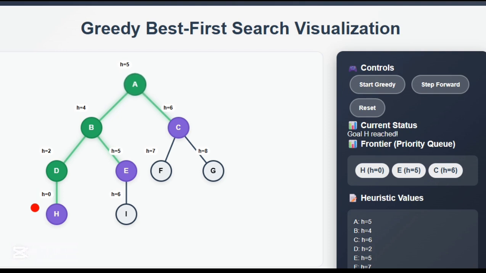Greedy search is great when we want speed over perfection and our heuristics are reliable and we don't need the best path but a good one, like in real-time games or GPS shortcuts.